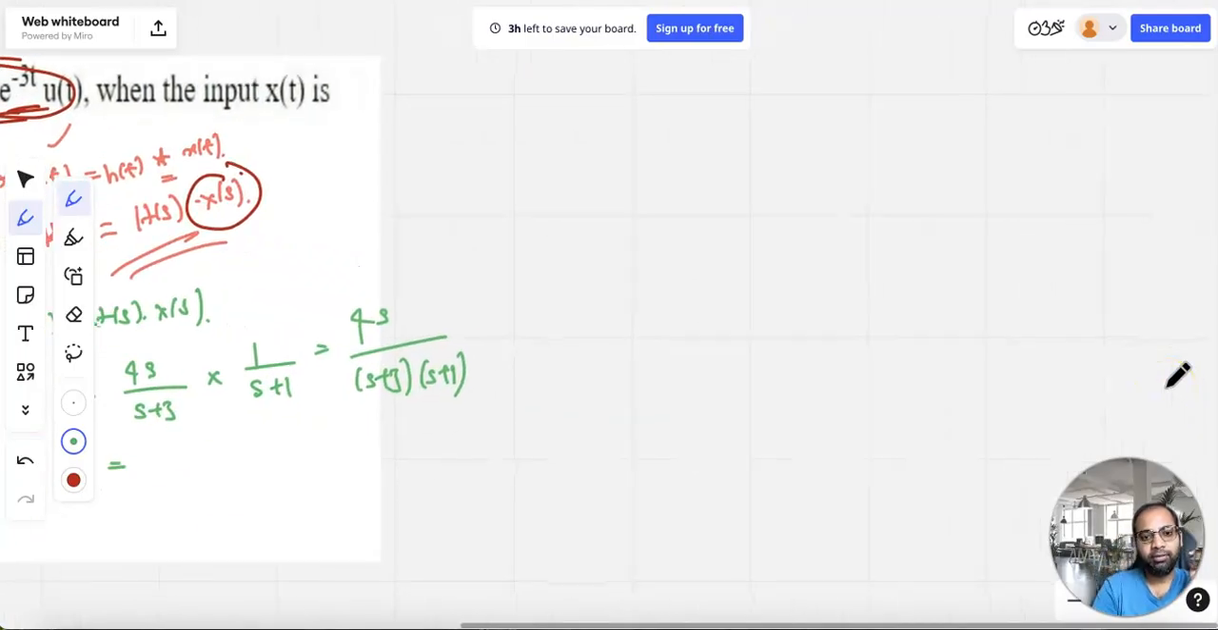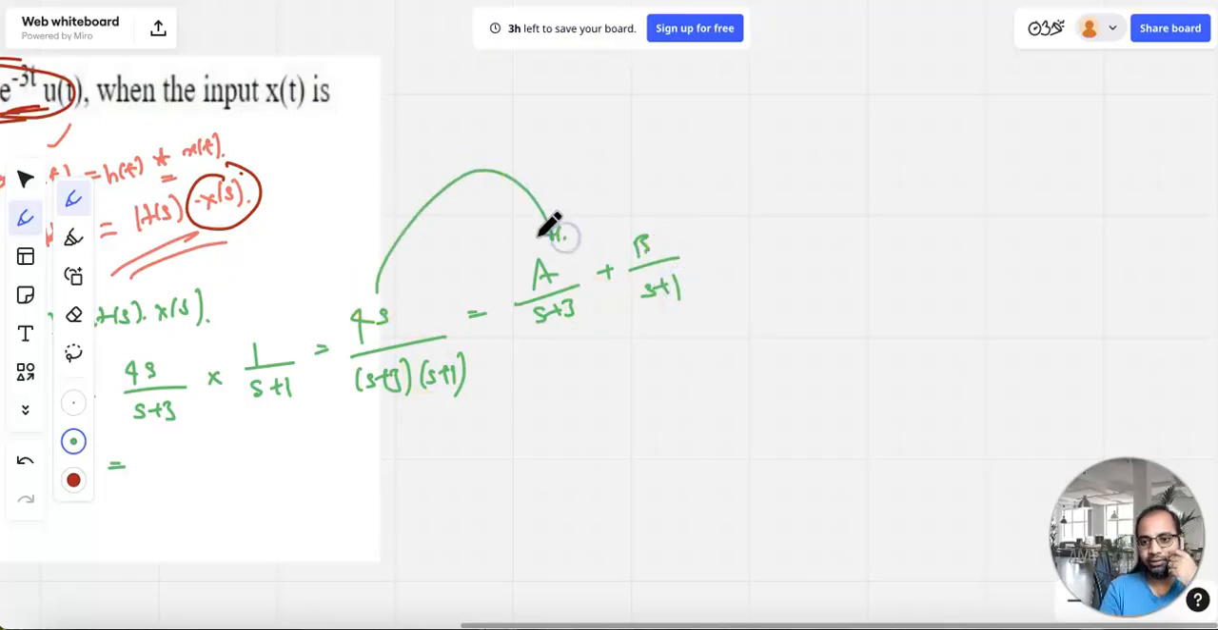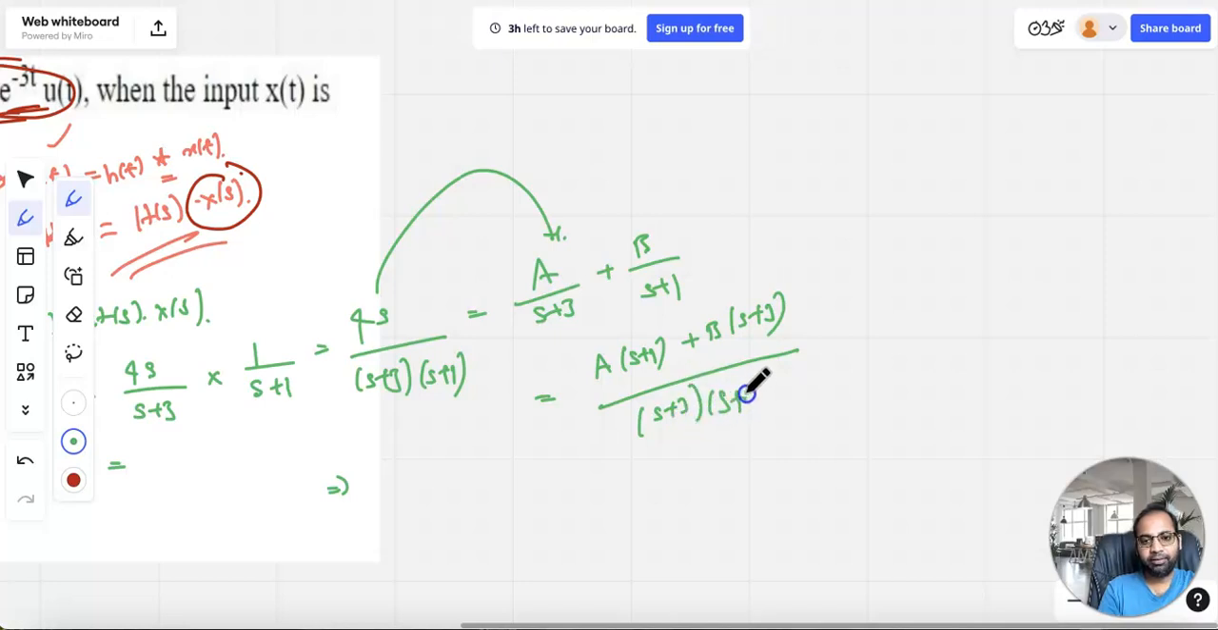Now we can't directly take the inverse Laplace for this one. So what we are going to do is take the partial fractions. So A divided by s plus 3 plus B divided by s plus 1. We can take this one like this, with the help of the partial fraction concept. And then if I do the LCM, what I will get? A into (s plus 1) plus B into (s plus 3) divided by (s plus 3) into (s plus 1).